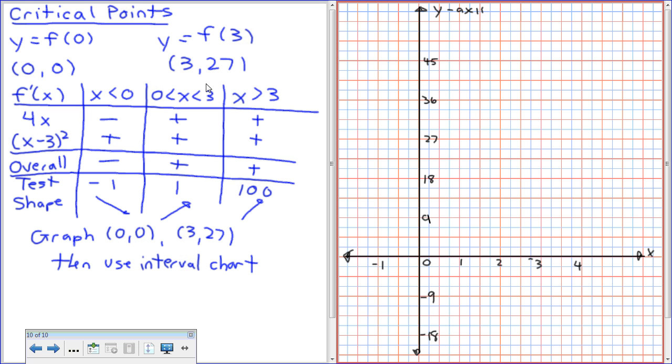You're using Desmos, I hope you're using Desmos. Okay, but I'll show you what Desmos will show you. So 0 and 0, I'm going to have 1 point. 3 and 27, I'm going to have another point, which is about here.